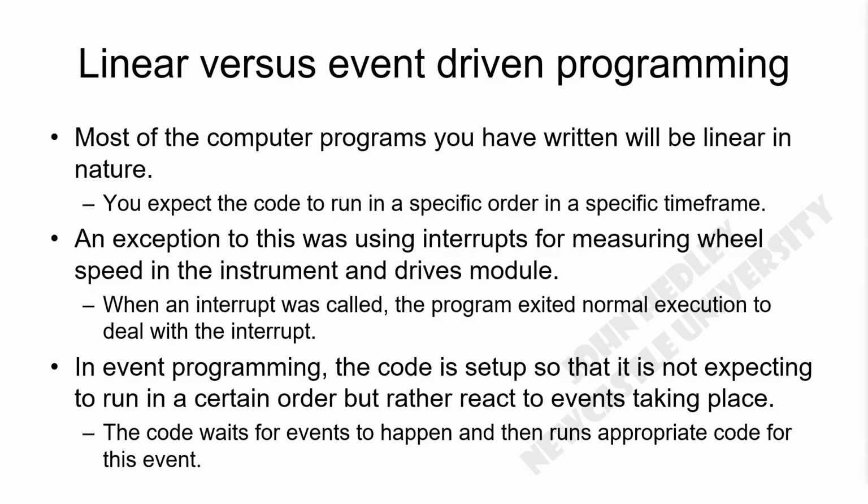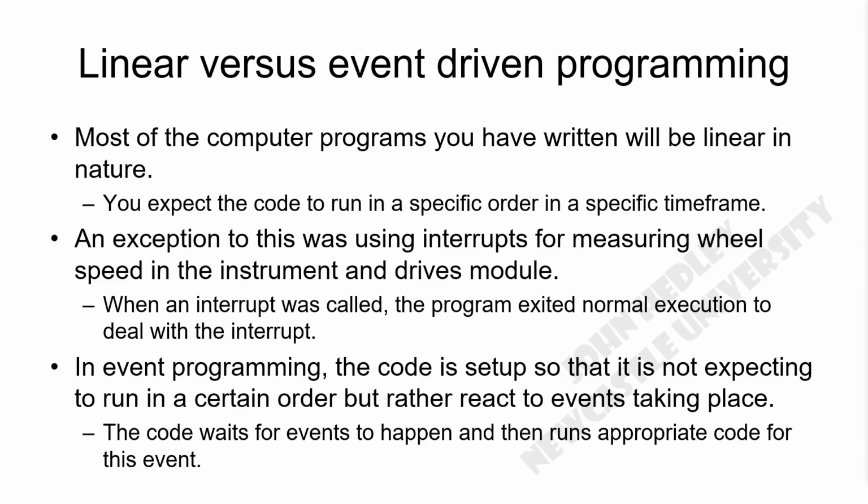The exception to this was when we looked at using interrupts to measure the speed of a driven wheel in the module instrumentation and drives. If you think back, when a signal was detected on the interrupt pin, the program left the main program code and instead executed a function to increase the value on our pulse count variable before returning to the main program. Thus, our program did not always run in a linear fashion. Sometimes it was interrupted by what we call an event happening.